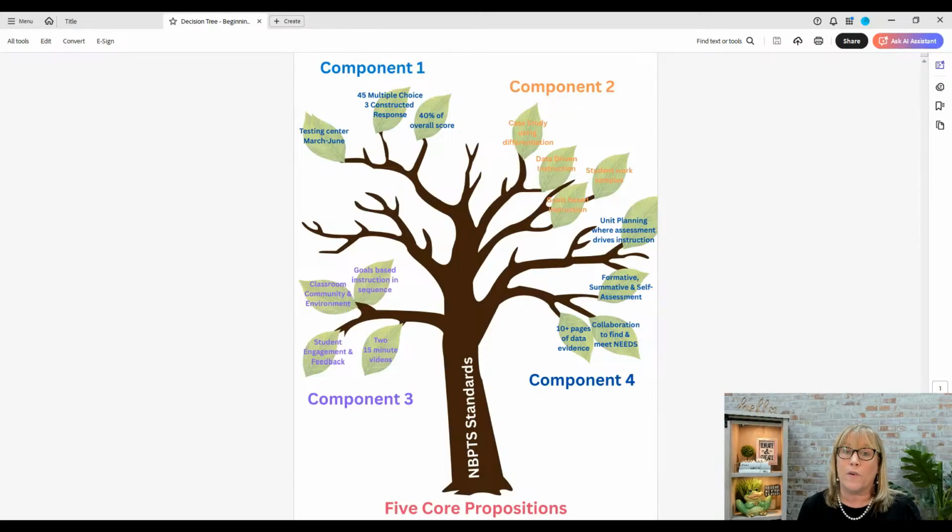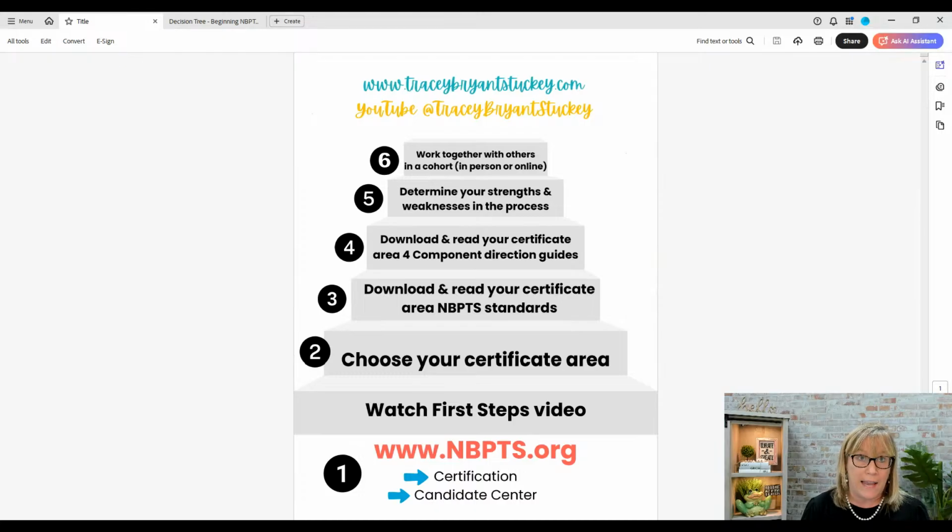But what's important to remember is everything at the top of this tree, above the trunk, is developed by understanding and becoming the national board standards for your certificate area, and by really unpacking and knowing the rubrics that are developed from those standards.